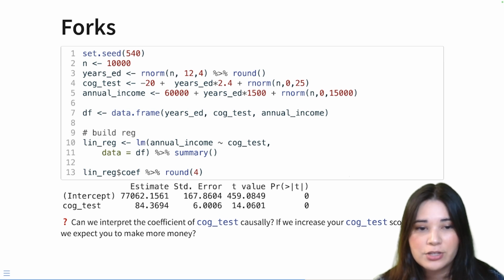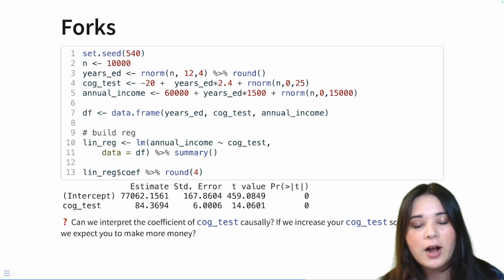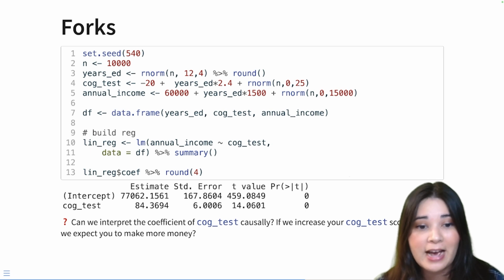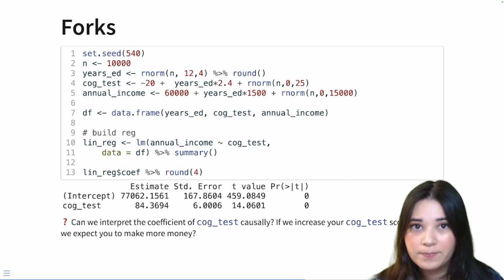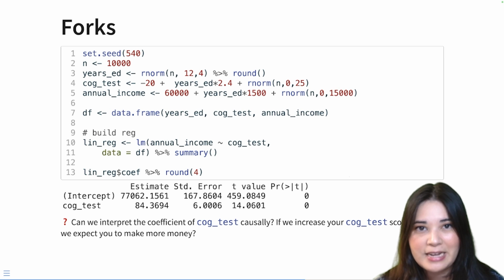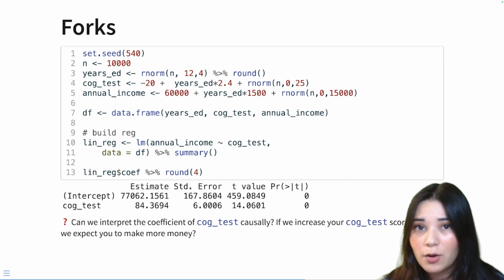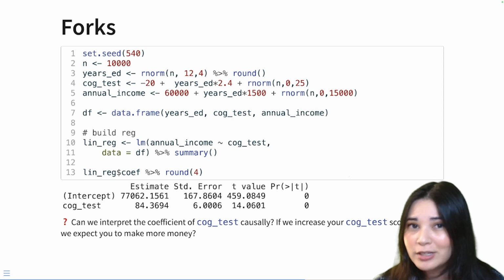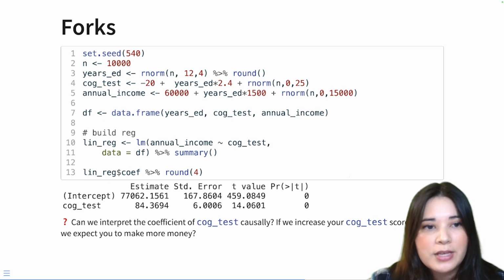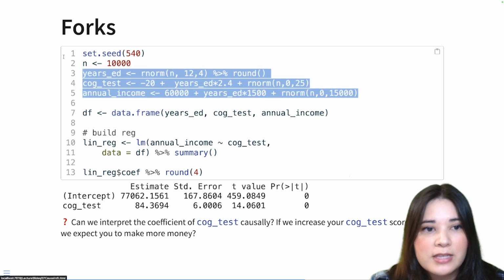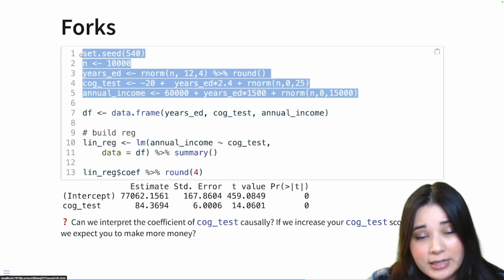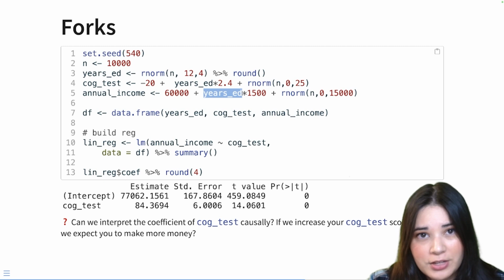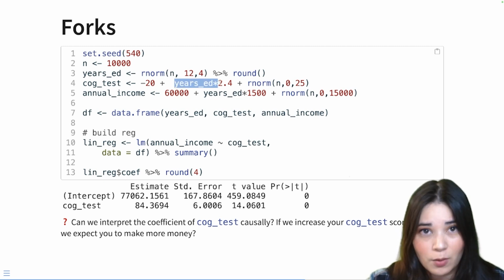Let's say that we're interested in the question, similar to the example before, of what is the impact of cognitive testing on your annual income? So what we're going to do is simulate some data that has relationships that we know, and see how different forms of models might help us get the right or even the wrong answer. Here in this code snippet, you can see that we're simulating data where annual income depends on the number of years of education that you have, and cognitive test scores depend on the number of years of education that you have, but they are not directly causing one another.